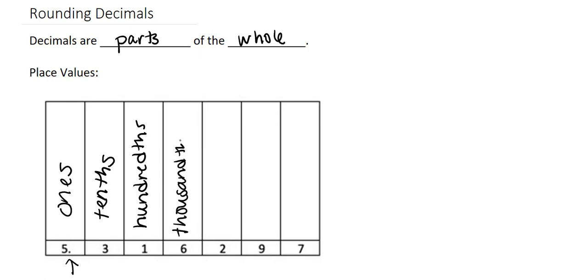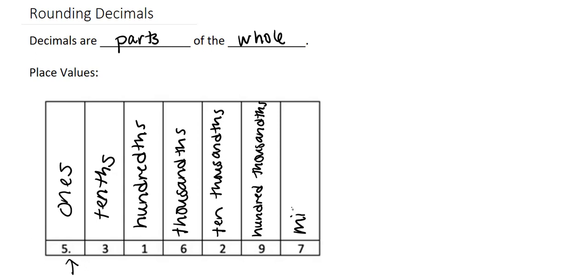thousands, then we have 10,000s, hundred thousands, and then we have our millions. So you can see how there is a pattern like we would do with the whole numbers.